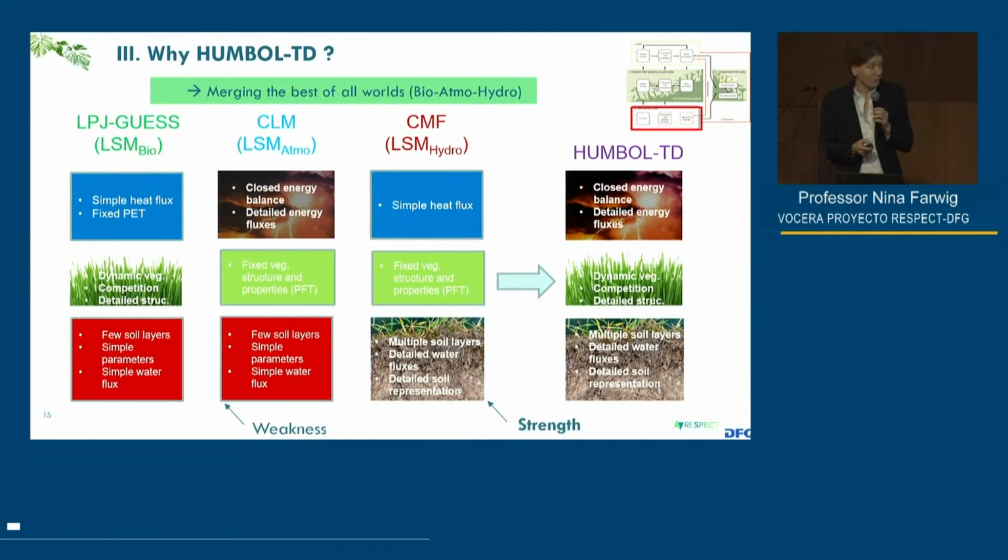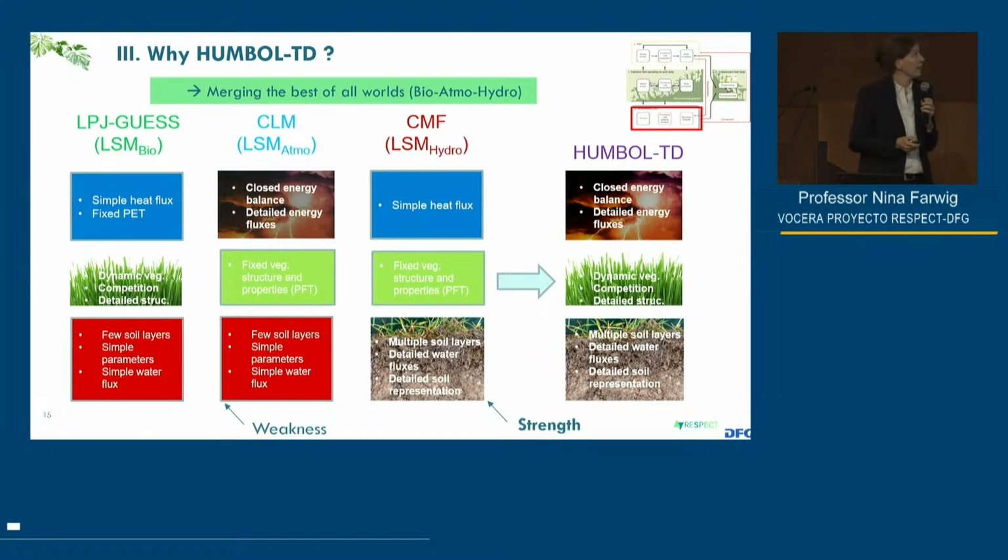And instead of developing a new model, the 3 modeling groups coupled 3 different models. So the LPJ-GUESS, which has its strengths in dynamic vegetation composition and detailed structure. The Community Land Model, which has a closed energy balance and detailed energy fluxes between the biosphere and the atmosphere, and the CMF catchment model framework, which considers particularly the multiple soil layers, the detailed water fluxes, and the detailed soil representation.